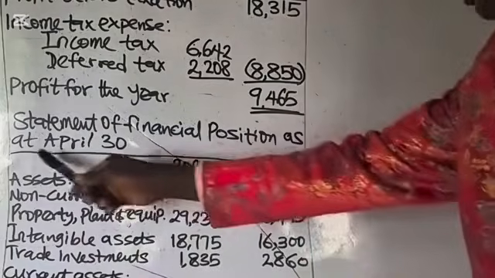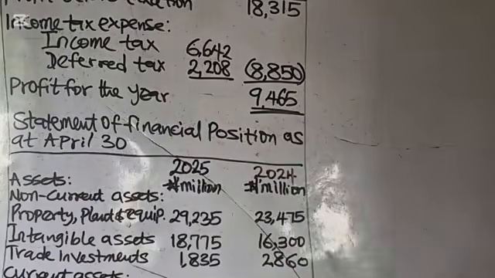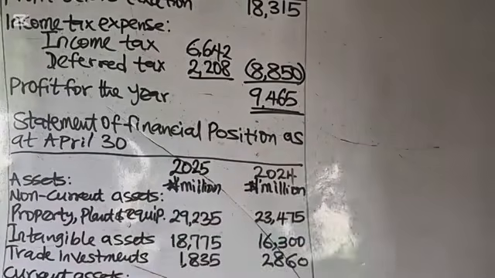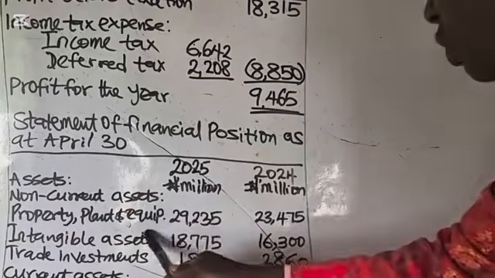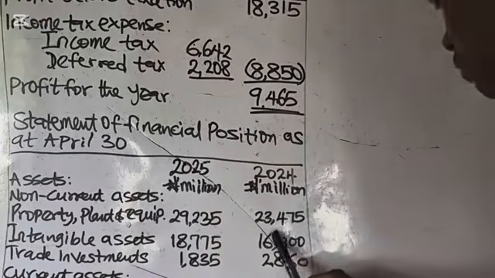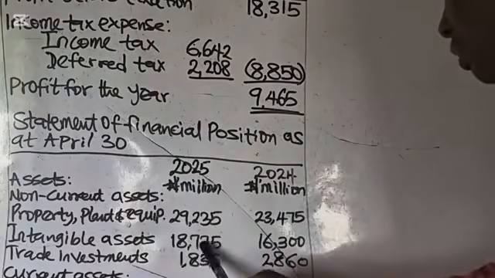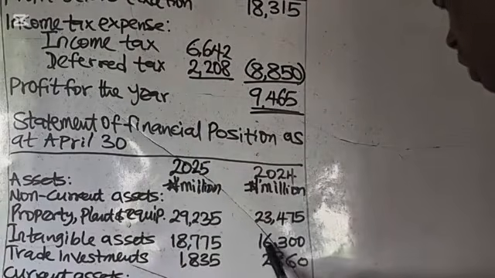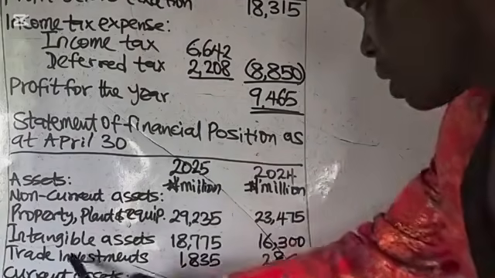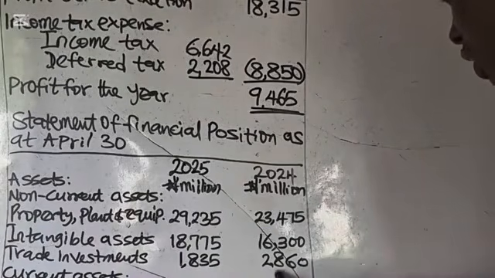Statement of financial position as at April 30, we have 2025 and 2024. Amount is in million naira. We have assets, which include non-current assets. The non-current assets include property, plant, and equipment, 29 billion 235 million for 2025, 23 billion 475 million for 2024. Intangible assets of 18 billion 775 million and 16 billion 300 million for 2025 and 2024 respectively. Trade investment 1 billion 835 million and 2 billion 860 million.